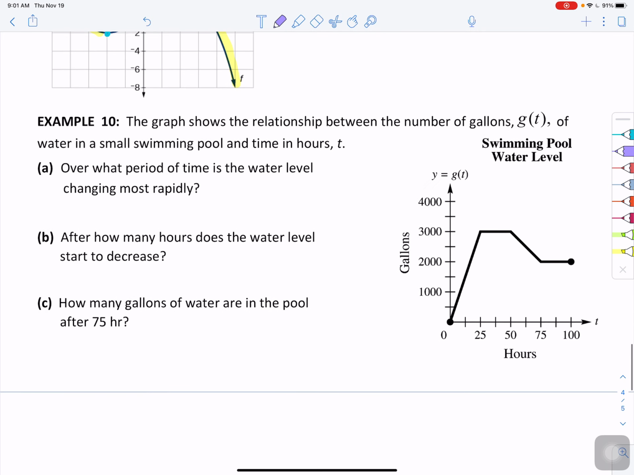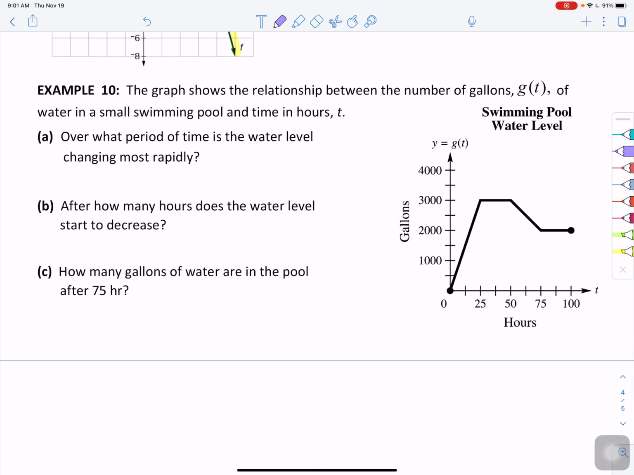And the last example is the relationship between the number of gallons, G of t, so this is gallons of water in a swimming pool, and this is over time. So when we start out here, at t equal to 0, there are 0 gallons of water in the pool. So the pool is actually empty, and we start filling the water.